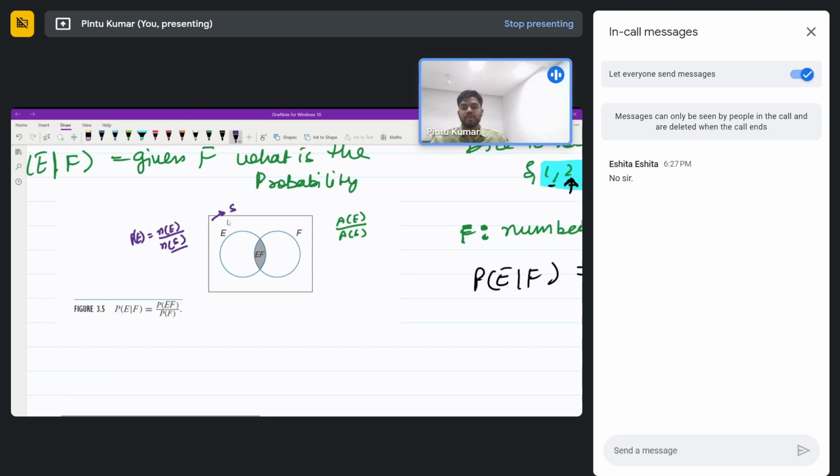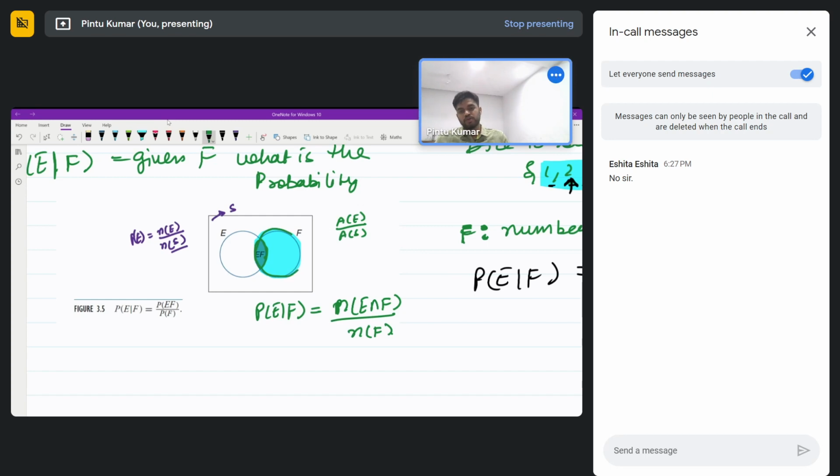So now you have been given the extra information that F has already occurred. Now your sample space, or your universe, reduces to just F, because you know that F has already occurred. What is the probability of E given F? It is the number of elements in E intersection F divided by the total number of elements in F, because now your reduced universe is just this much.